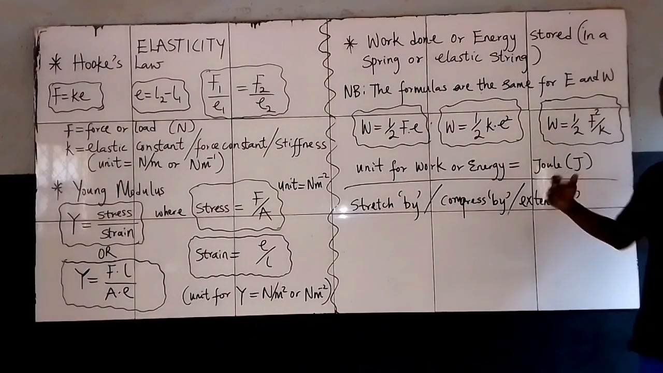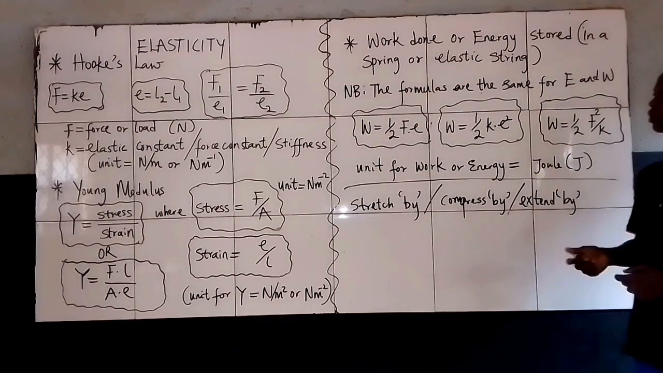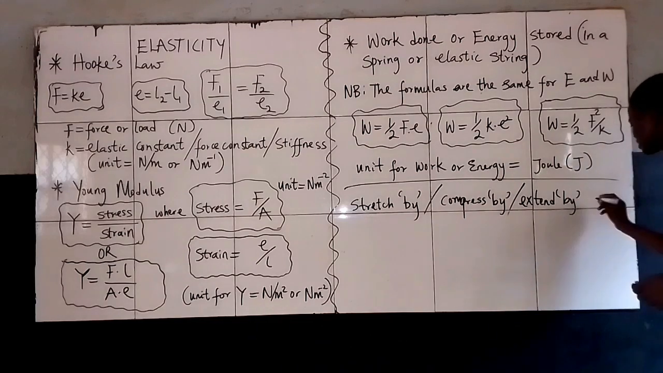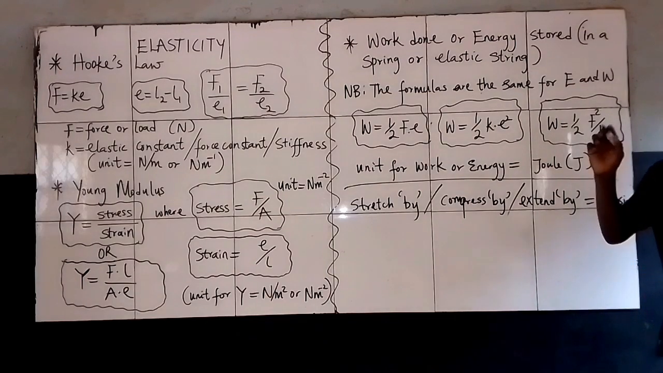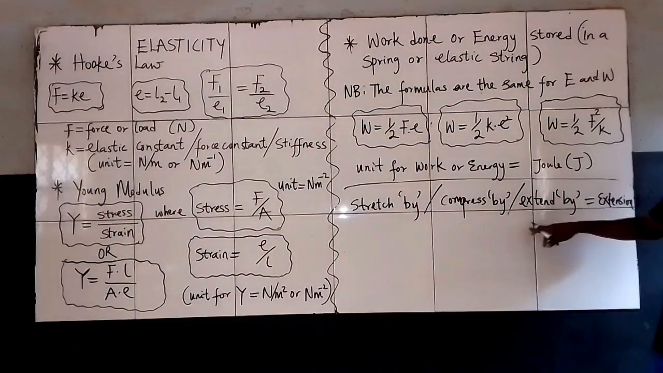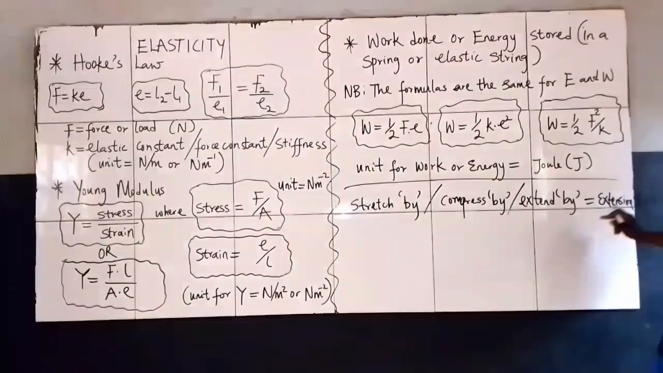extended by 2 cm. That 2 cm that follows, what does it stand for? Is it the final length, is it the initial length, or is it the extension? The answer is what? It is the extension. It is for the extension. And we know extension is what? E. Is it not? So stretch by, compress by, extend by.